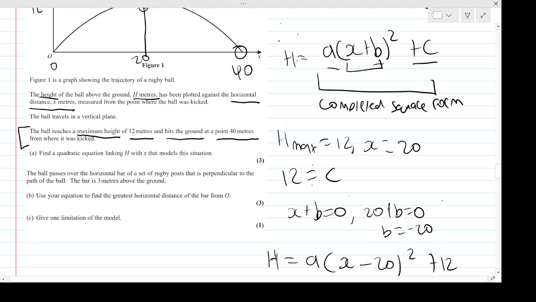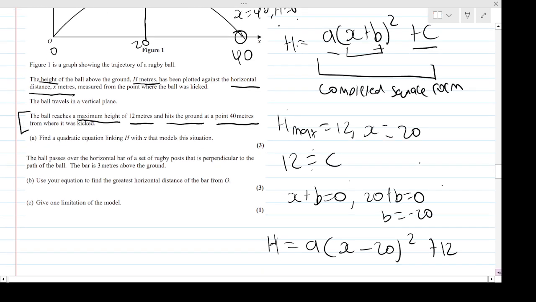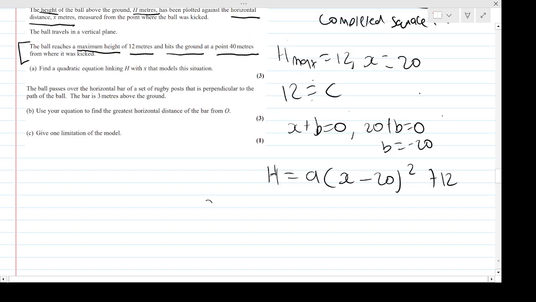Well, that's a point, actually. Alternatively, you could say when x is 40, h would also be 0, because obviously it hits the ground at x is 40, so therefore if it hit the ground, there's no vertical height, so h would be 0 there as well, which again corresponds to the fact it's on the x axis. Anyway, so actually we've got another point we can put in. So when x is 0, h is 0.